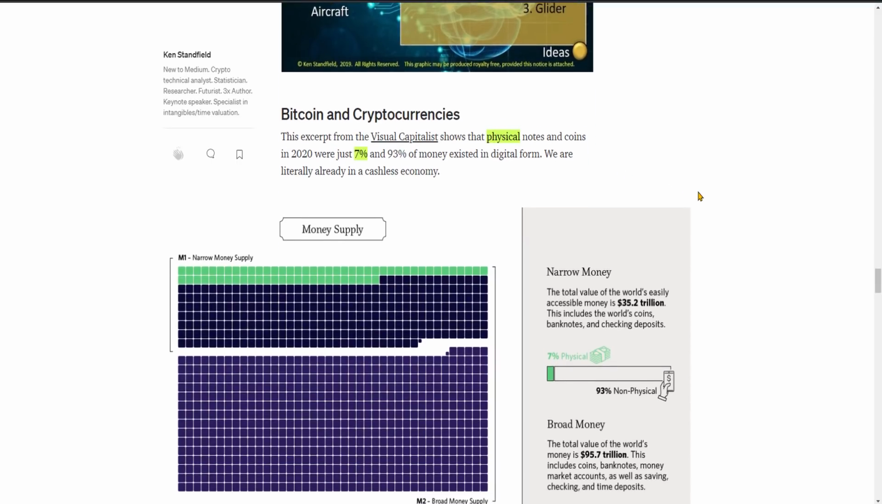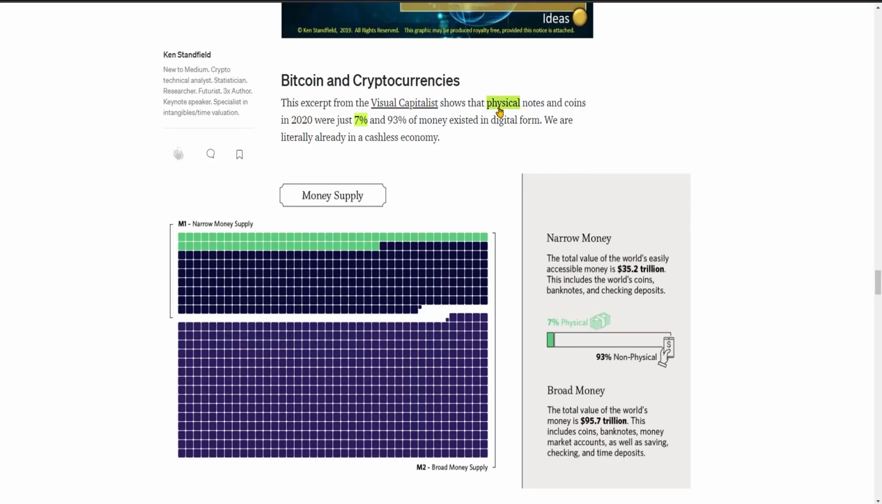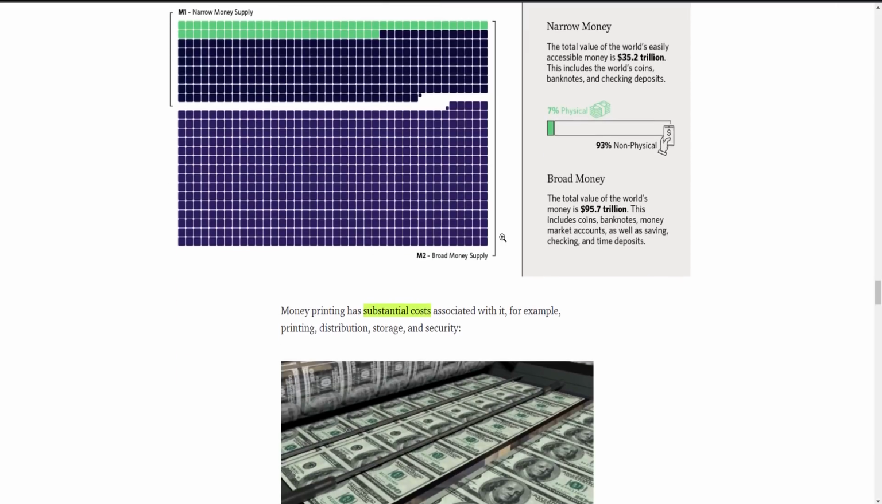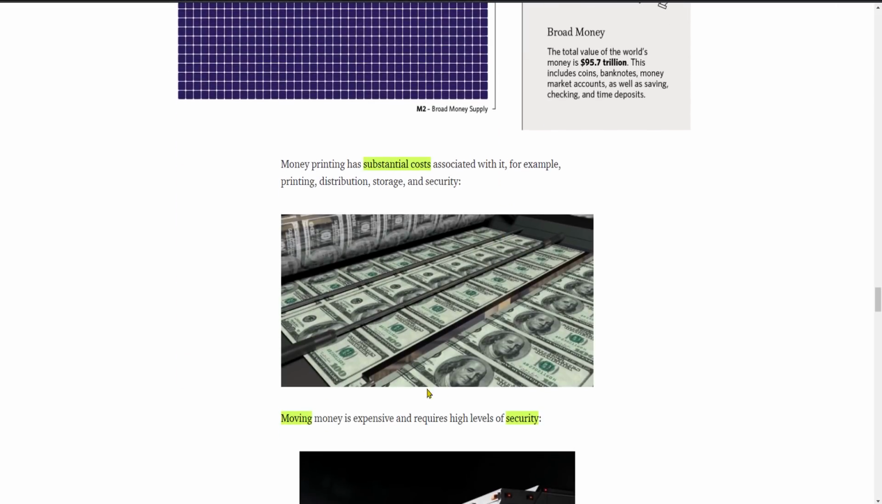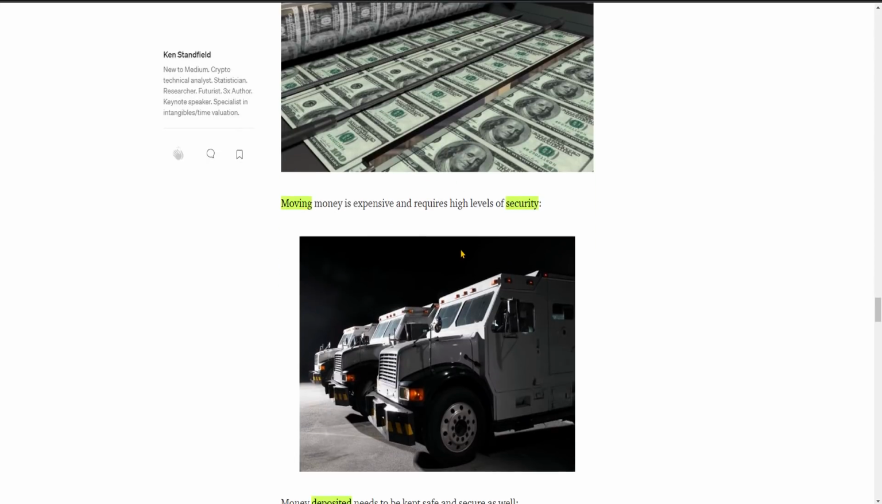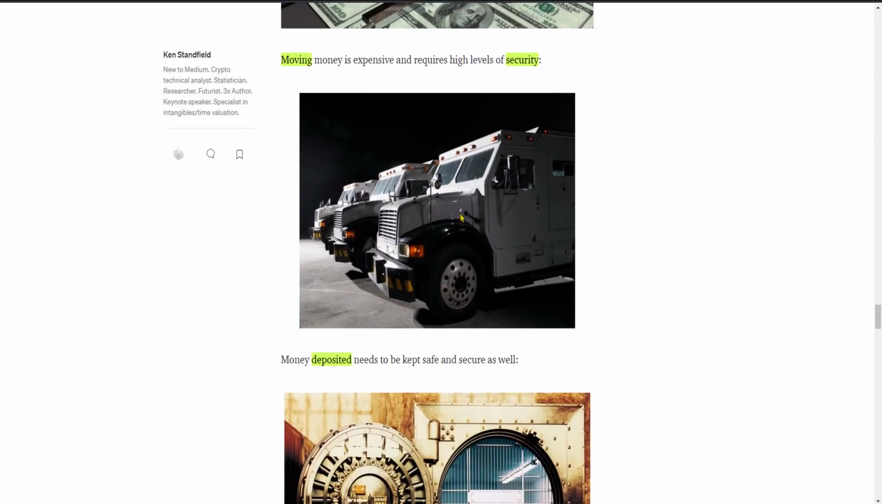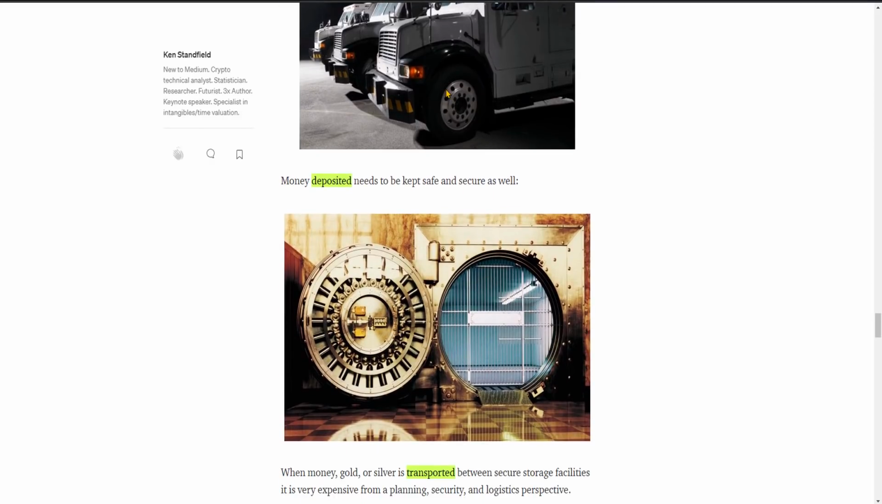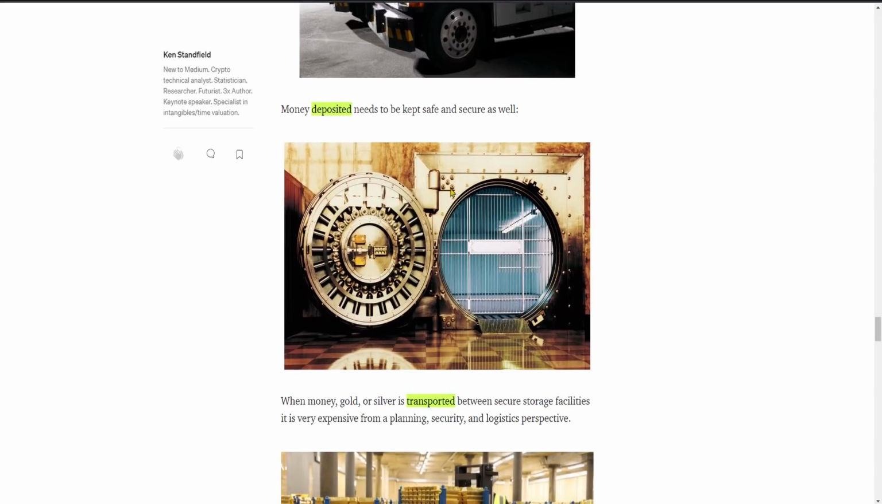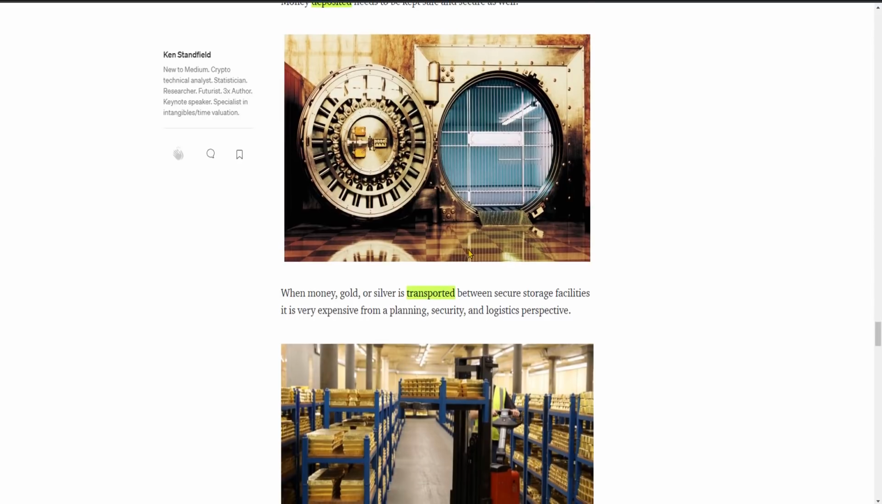Now let's talk about Bitcoin. It's really interesting to note that physical, tangible coins and notes are about 7% of money. This is like 93% is digital. When we print that money, when governments print money, there are enormous costs. Like you can see, printing, security, so many things, distribution, storage. Moving the money requires high levels of security. When the money is moved out from one place, the printing press, to a bank, for example, the banks need high levels of security. This costs a lot of money.